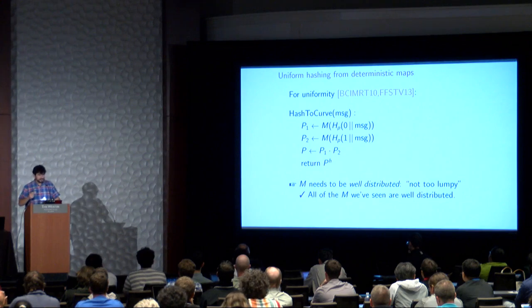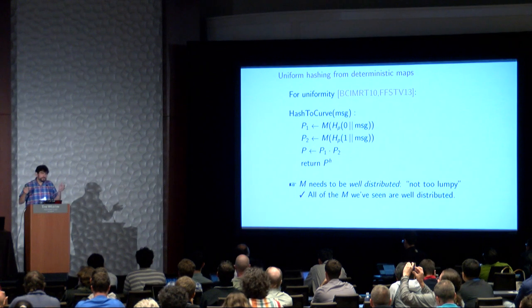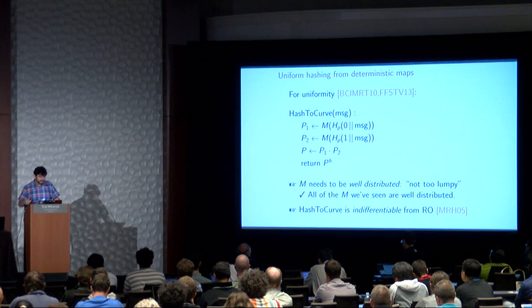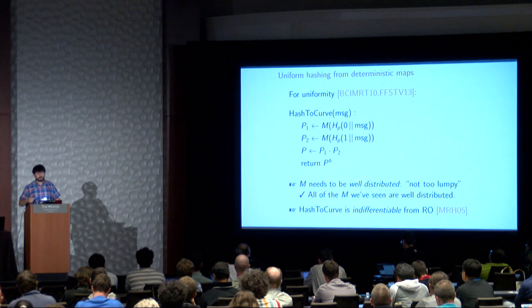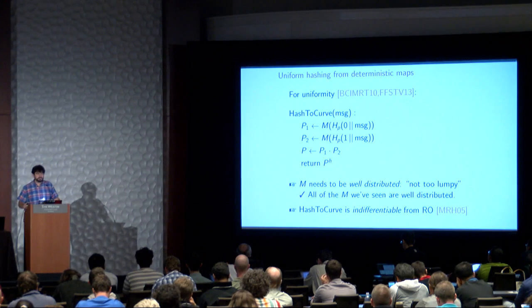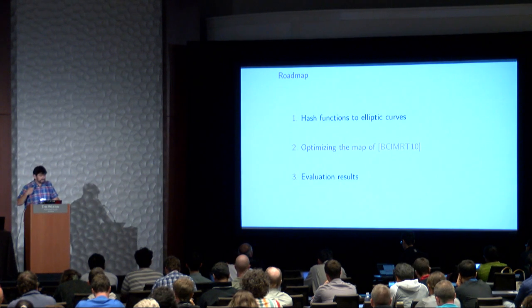For this to work, the map M needs to be what's called well-distributed. I'm not going to define that precisely, but you can think of this as M not being too lumpy. The technical result is that if M is not too lumpy, the hash-to-curve function is indifferentiable from a random oracle. So if you need a random oracle, you can build one basically this way. OK, so now we know how to build one, but let's see how we can do a little better. Let's see how we can go a little faster.